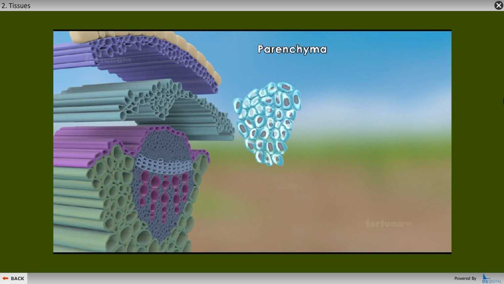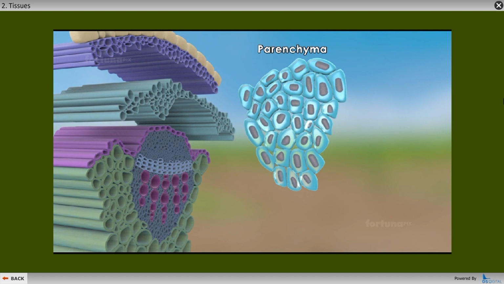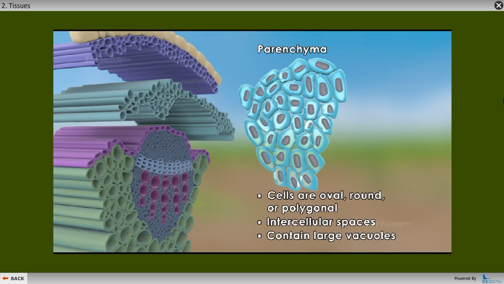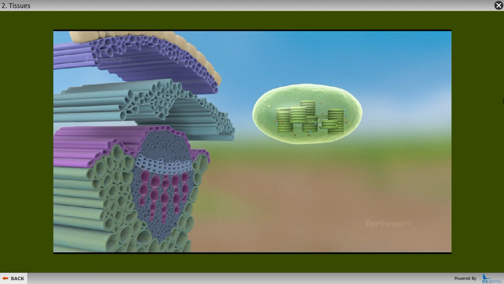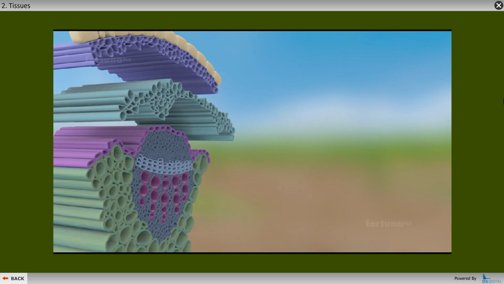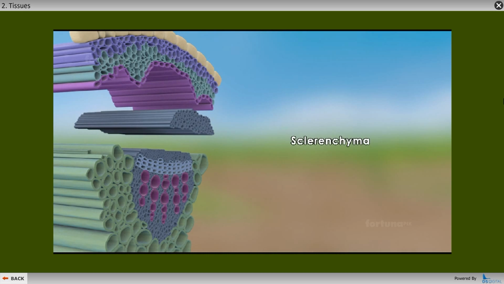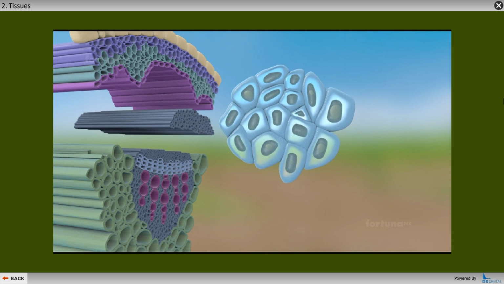Parenchyma tissue is a part of the ground tissue in stems. The cells are oval, round, or polygonal, and there are intercellular spaces. The cells contain large vacuoles. Parenchyma containing chloroplast is known as chlorenchyma. Sclerenchyma is a dead tissue. The cytoplasm in its cells will disintegrate while the cell wall thickens with lignin.